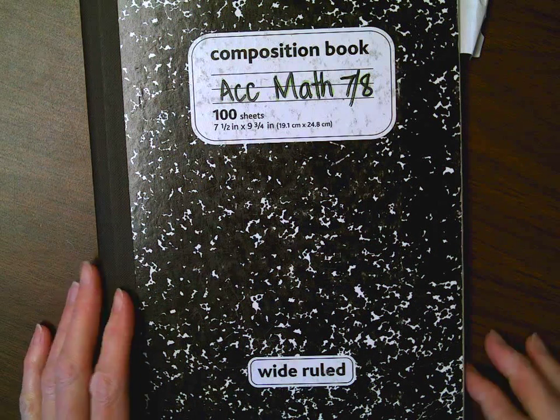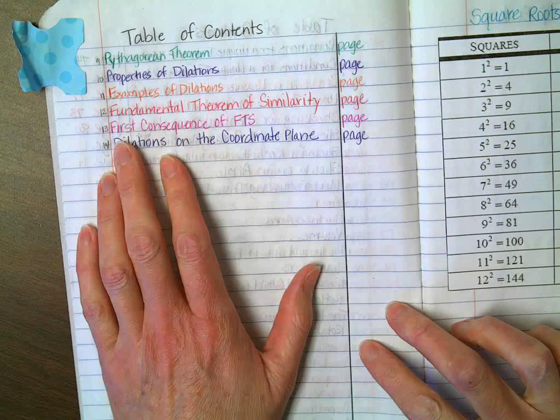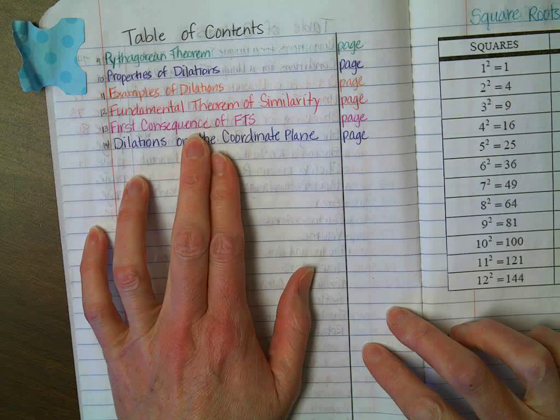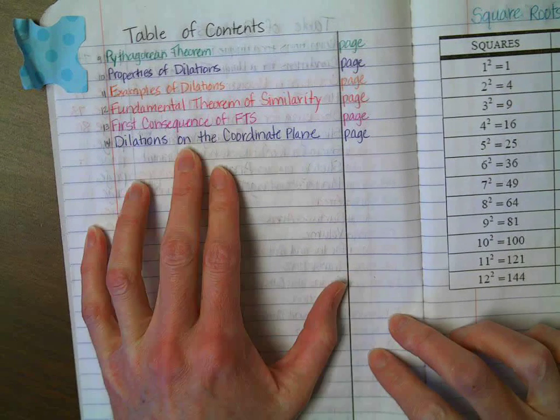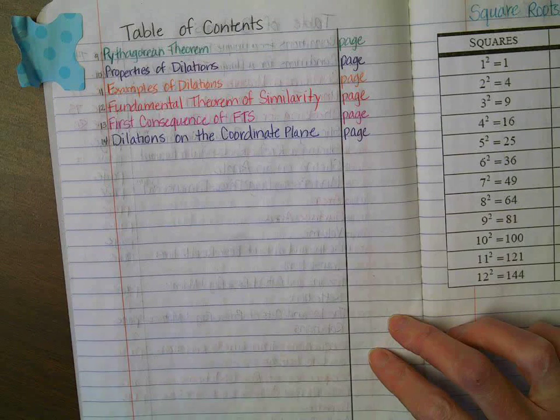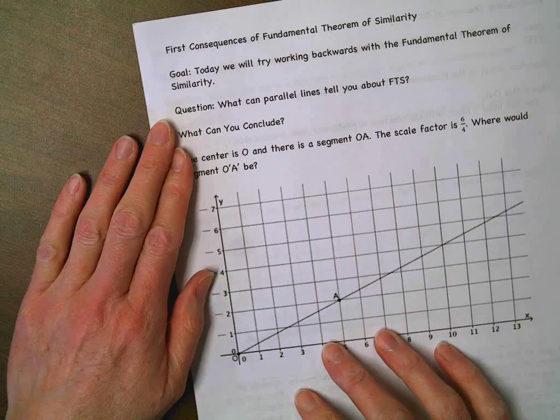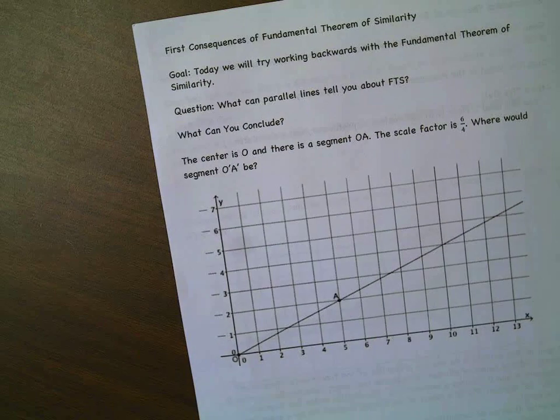We are working on Module 12, and this is Lesson 13. Lesson 13 is called First Consequences of Fundamental Theorem of Similarity. So it is completely based on what we were working on in our last lesson. So here we are. We have First Consequences of Fundamental Theorem of Similarity.